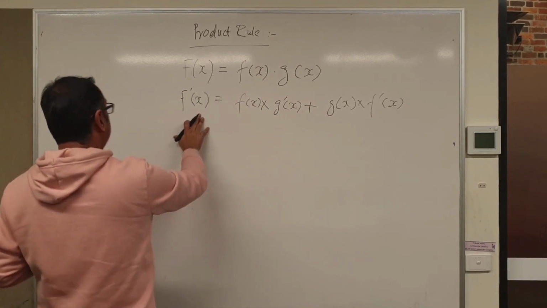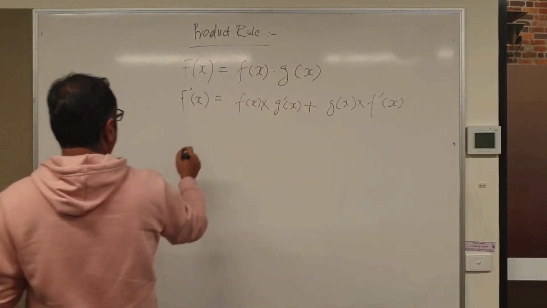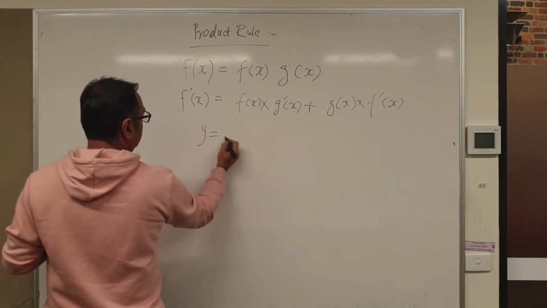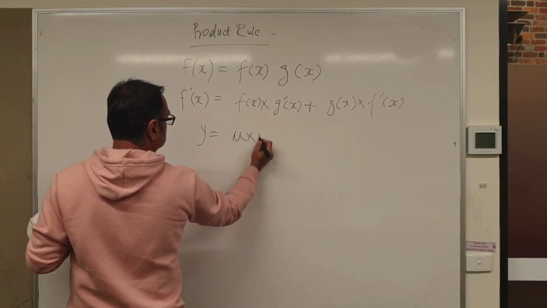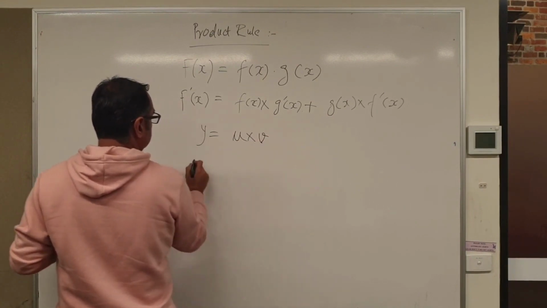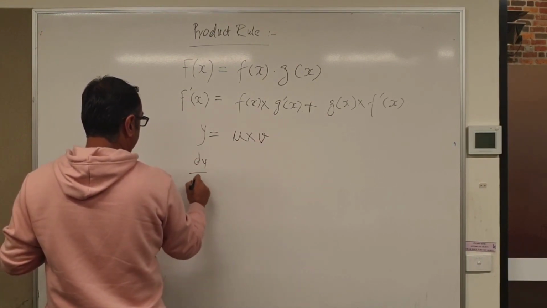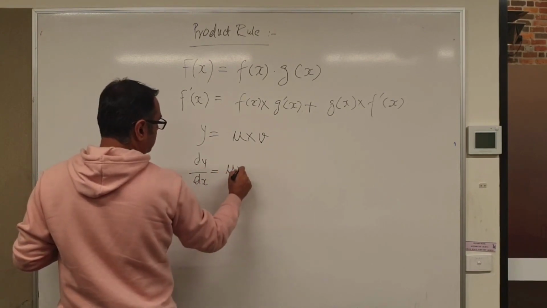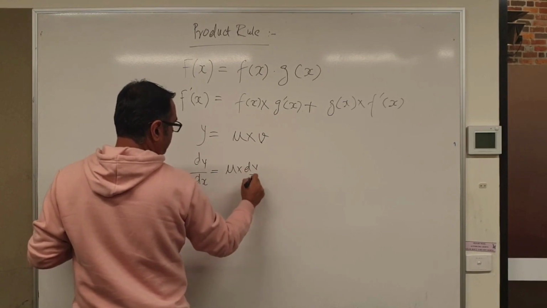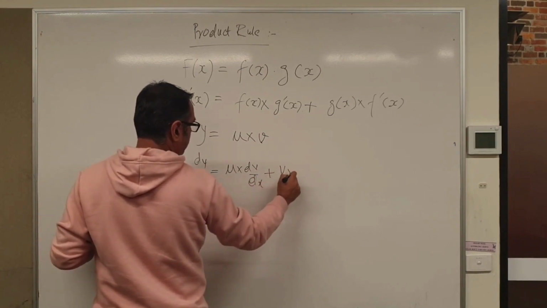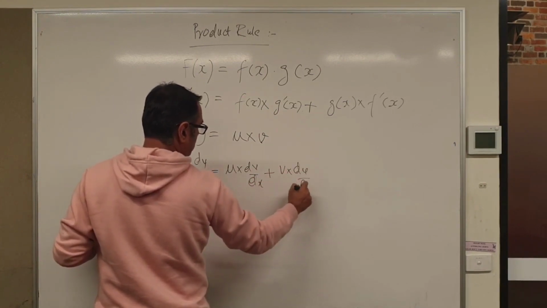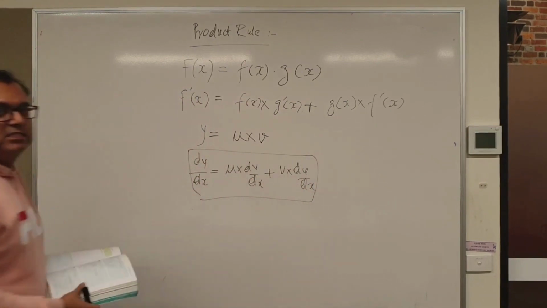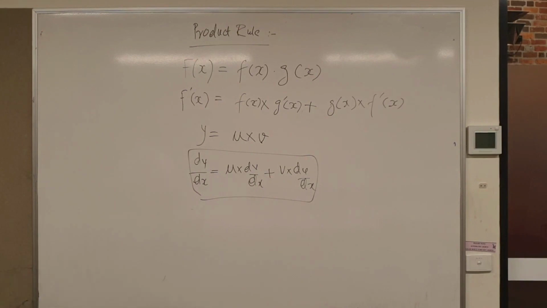And if I have to write it down in terms of dy by dx, if my function y is a multiplication of two functions u and v, then my dy by dx is u times dv by dx plus v times du by dx. That's the product rule.